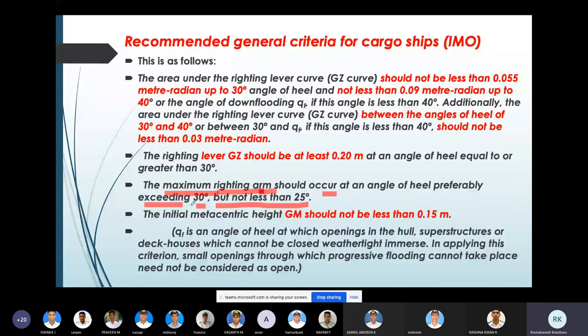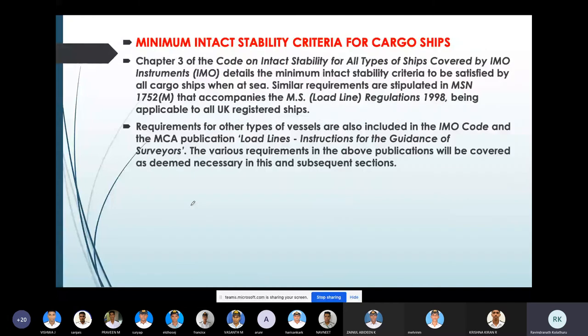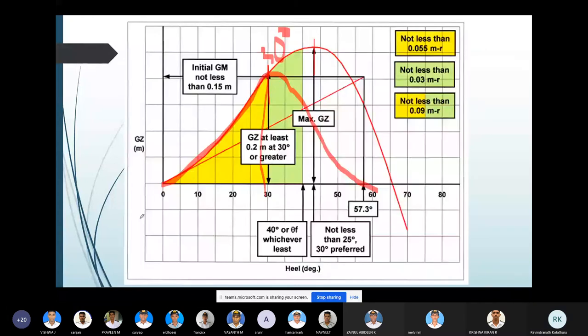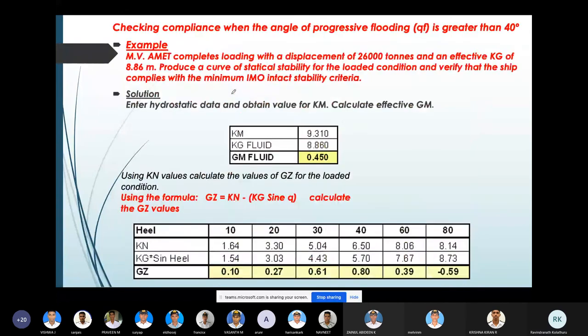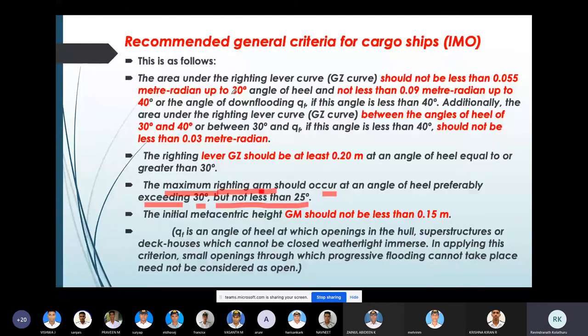But not less than 25 degree. Not less than 25 degree means, suppose your peak value occurs somewhere here. This is your graph. Now if I take my peak value, it is occurring somewhere at 20 degrees. This is not acceptable because it should not go below 25 degree. Preferably exceeding 30 degree, but not less than 25 degree.